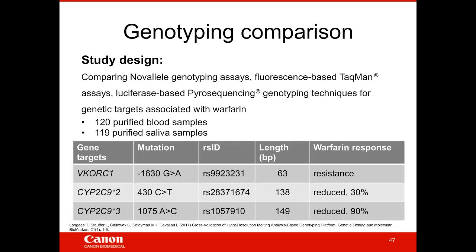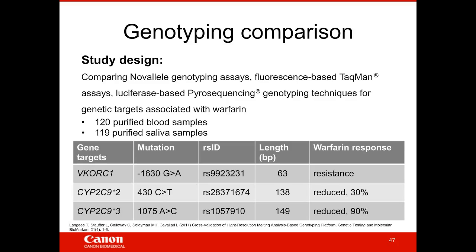In this section, I want to discuss a particular study that was recently published earlier this year from University of Florida. In the study, the lab compared three genotyping solutions for these three specific SNPs associated with warfarin metabolism. The researchers compared Novallele genotyping assays, TaqMan hydrolysis probe assays, and luciferase-based pyrosequencing by Qiagen. They looked at both blood and saliva samples and tested these three mutations.